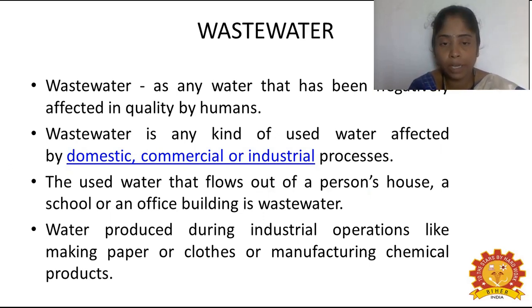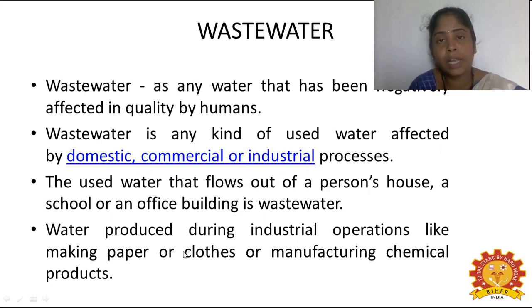So this is used water that flows out of a person's house, schools, or any office building. Whatever we are doing, and whatever water we are using, the water outlet is what we call wastewater, which can be discharged from buildings, schools, or houses. Okay, so washing of clothes, brushing of teeth, or bathing, those wastewaters that flow out from our domestic purposes are called domestic wastewater.